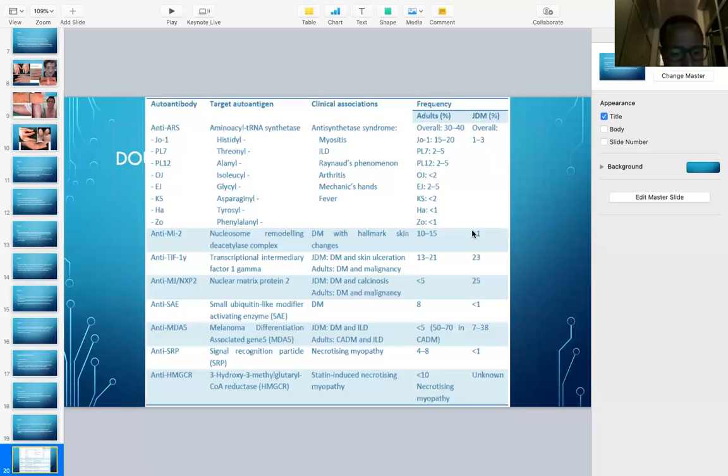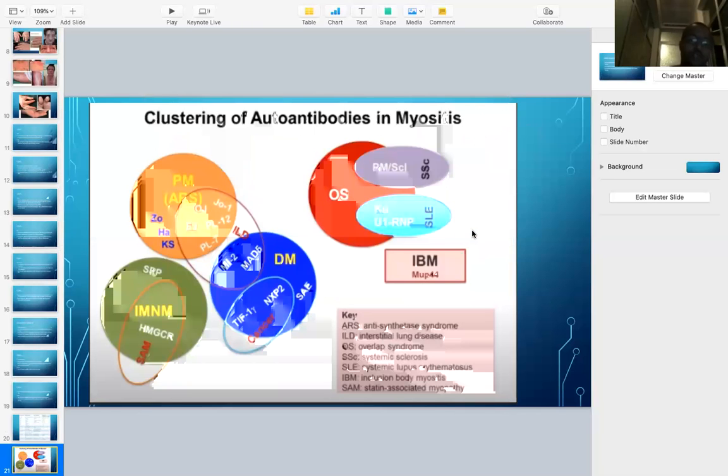The other two are anti-SRP and anti-HMGCR. These two antibodies are associated with immune-mediated necrotizing myopathy. The immune-mediated necrotizing myopathy is associated with extensive disease, patients present with low muscle power and high elevation of muscle enzymes. And these are the two antibodies associated with immune-mediated necrotizing myositis. And this is clustering: Jo-1, PL12, PL7 are associated with interstitial lung disease, and the HMGCR, by the way, is also associated with statin.